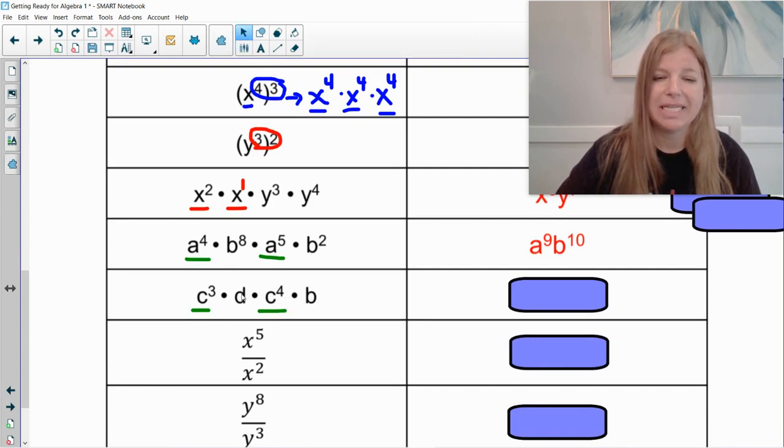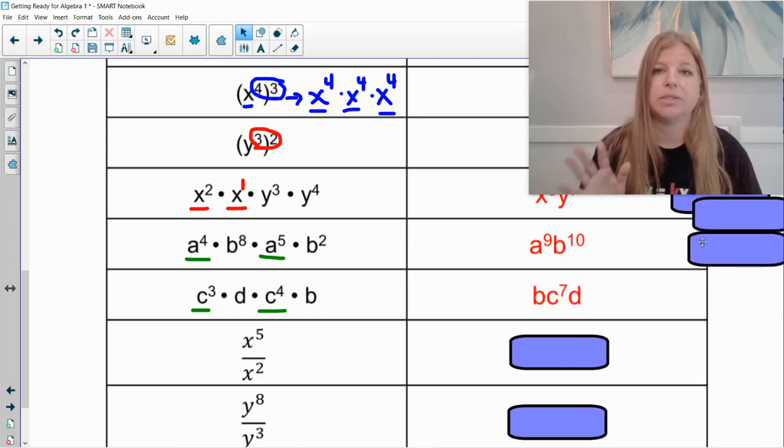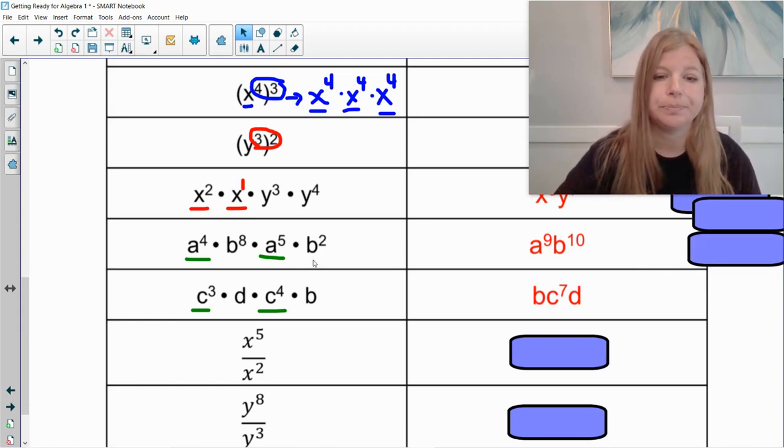Now I notice I have d and I have b. Those are not like bases, so b would hang out by itself. Then I would have c to the 7th, and then d. Notice I put my answer in alphabetical order. That's always a great way to put your final answer.